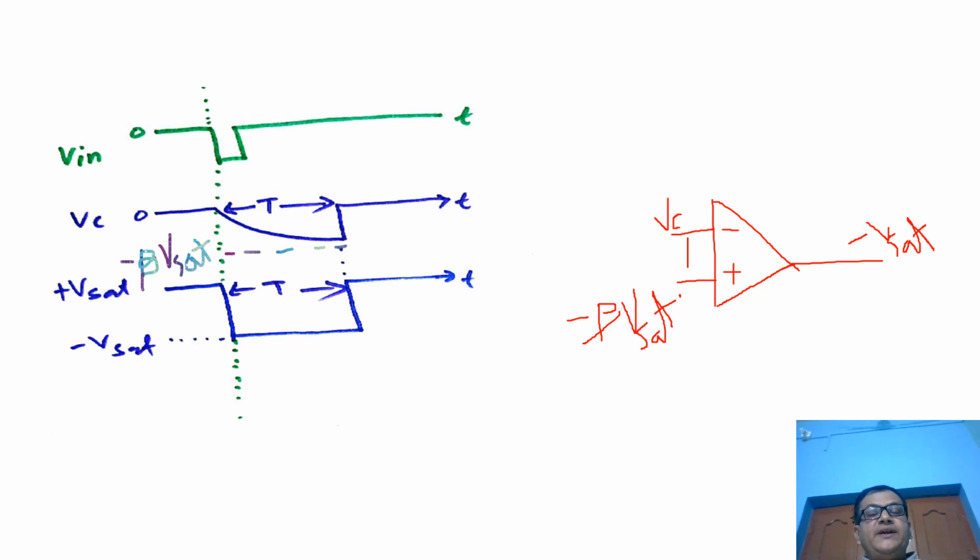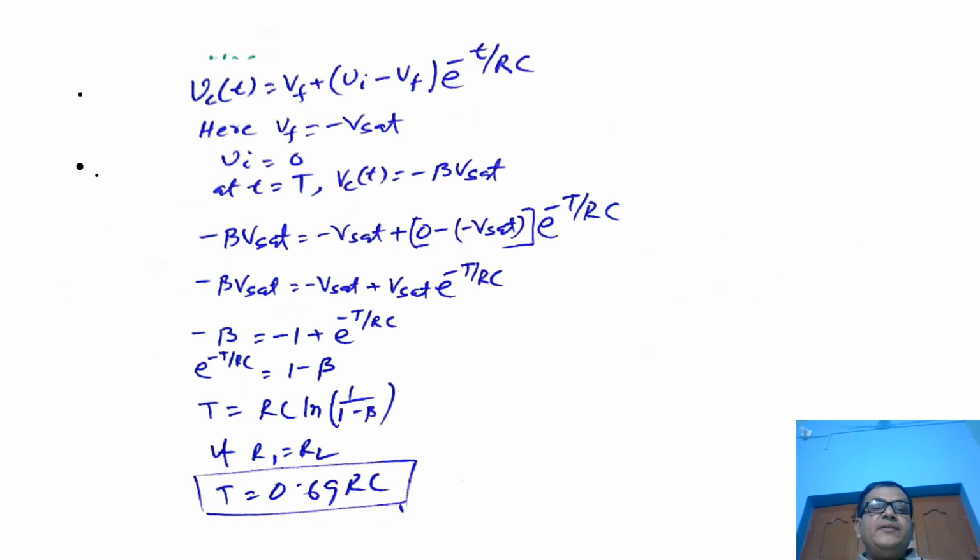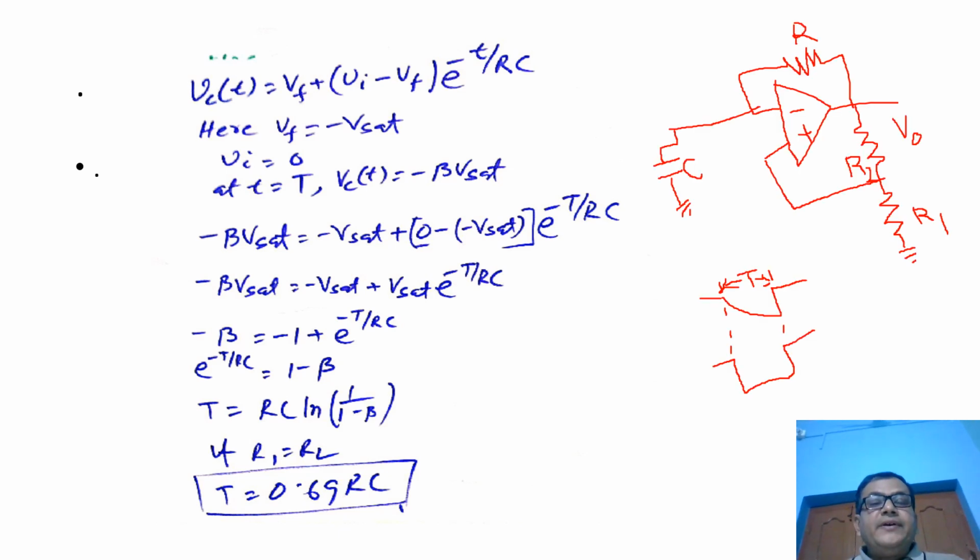Now we have to calculate what is the value of this T, and how we can adjust it. The value of T depends on the value of R and C. Now let us calculate the value of T, that is the pulse width of this monostable multivibrator. Now see, what is T actually?